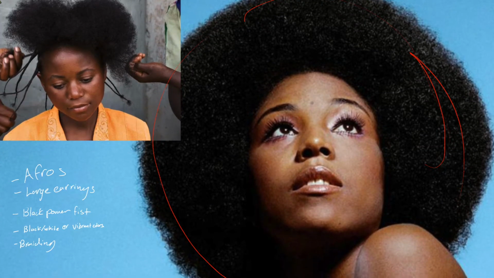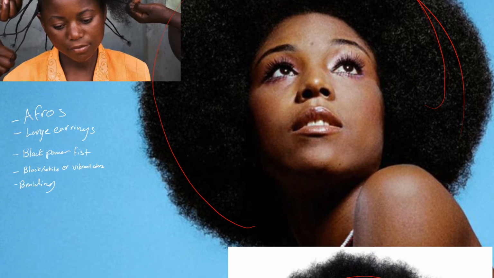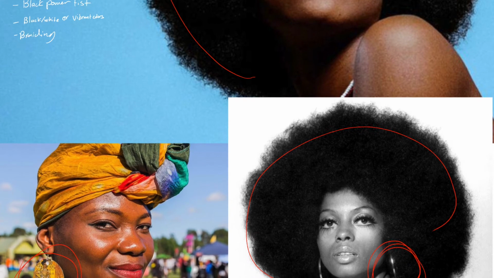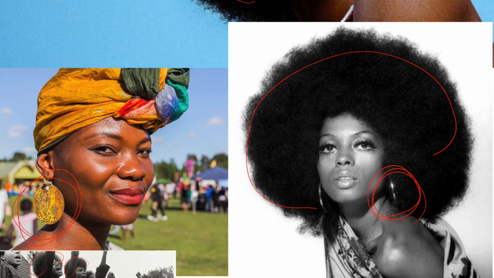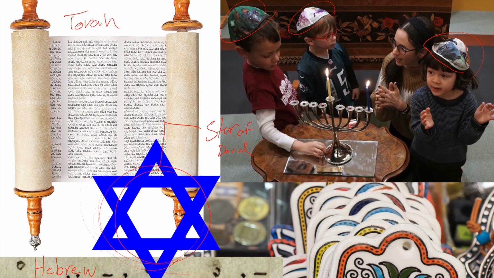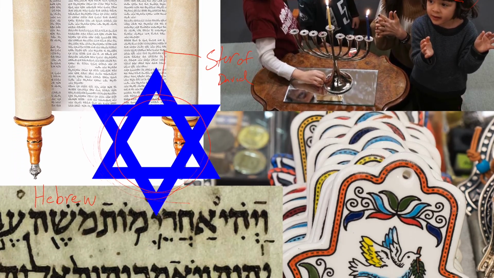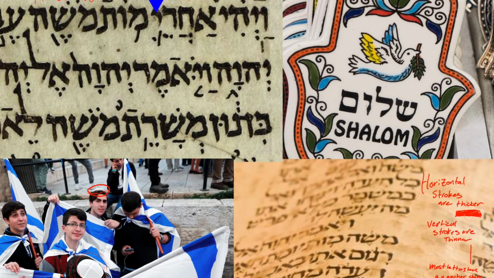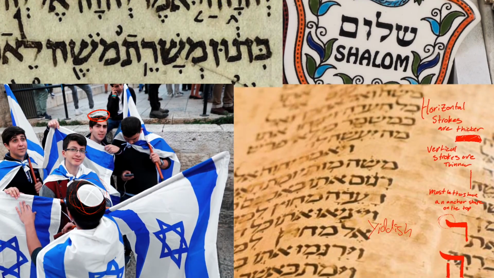Phase 3. Photos. It was now March of 2021 and I needed to find photos to use as references. For Black culture, in my reference images, some things that stood out to me were afros, large earrings, black power fists, black and white or extremely vibrant colored pictures, and hair braiding. For Jewish culture, the things that stood out to me were the Torah scrolls, kippahs, the Star of David, and the writing system of the alphabet.